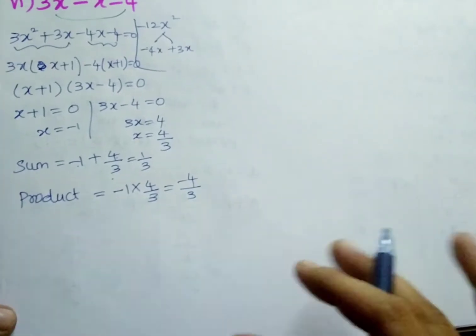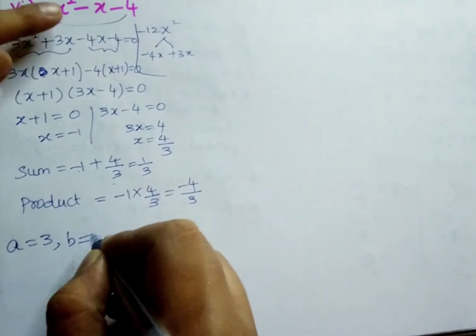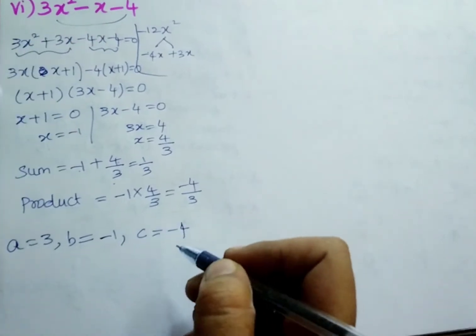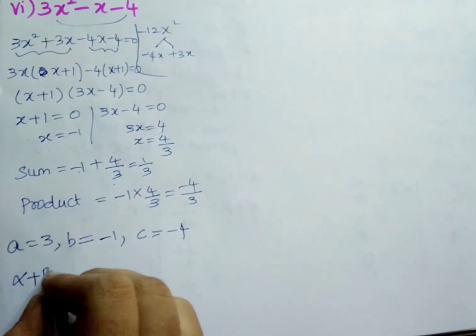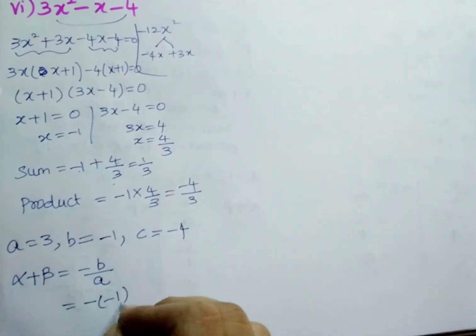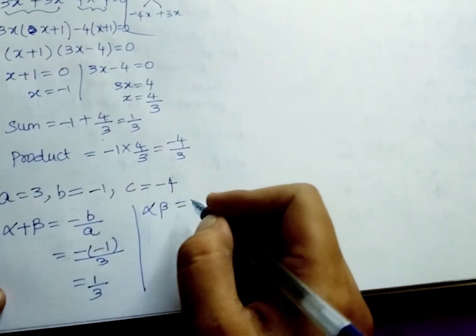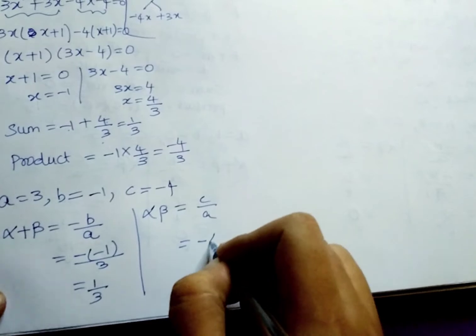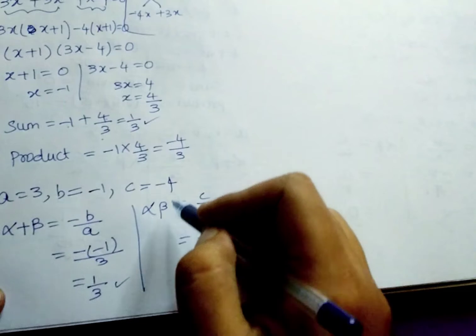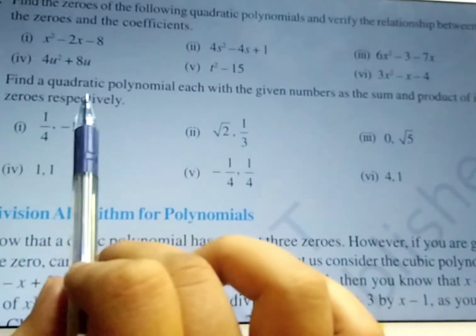And by the coefficient method, A value is the coefficient of x square, which is plus 3, B value is the coefficient of x, which is minus 1, and the constant is minus 4. The sum of zeros, alpha plus beta, formula is minus b by a, that is minus of minus 1 by 3, plus 1 by 3. And product, that is alpha into beta, it is c by a, that is minus 4 by 3. When you check with the values, sum of zeros is 1 by 3, product is minus 4 by 3. The relationship is verified.